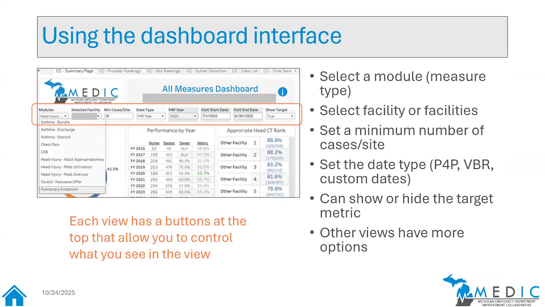All right, so again, each view has a navigation bar at the top. Click those buttons to see the time frame, the initiative that you want to look at, and if you have access to multiple sites, click on those multiple sites. The ways you set up the dates are based on the P4P year or the VBR year, or whatever dates you want. There's a button that says date type at the top. You can go ahead and just pick whatever dates you're interested in.